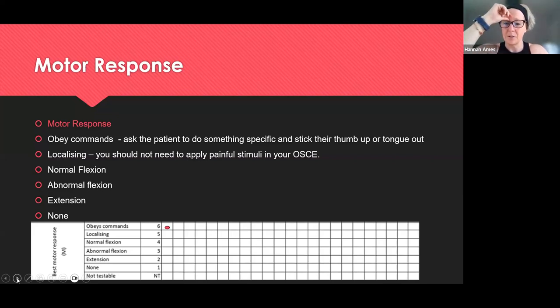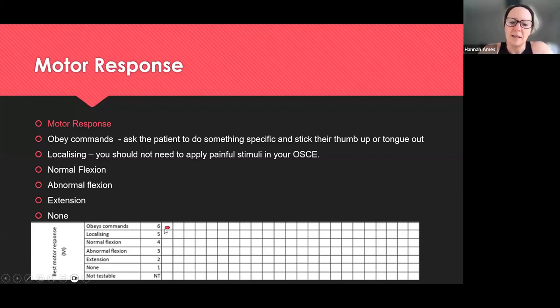You can give supraorbital pressure here in the ridge just above the eye. You just need to be careful around things such as facial fractures or surgery. So normally always go for the trapezium squeeze first. We don't do sternal rub or anything like that any longer.